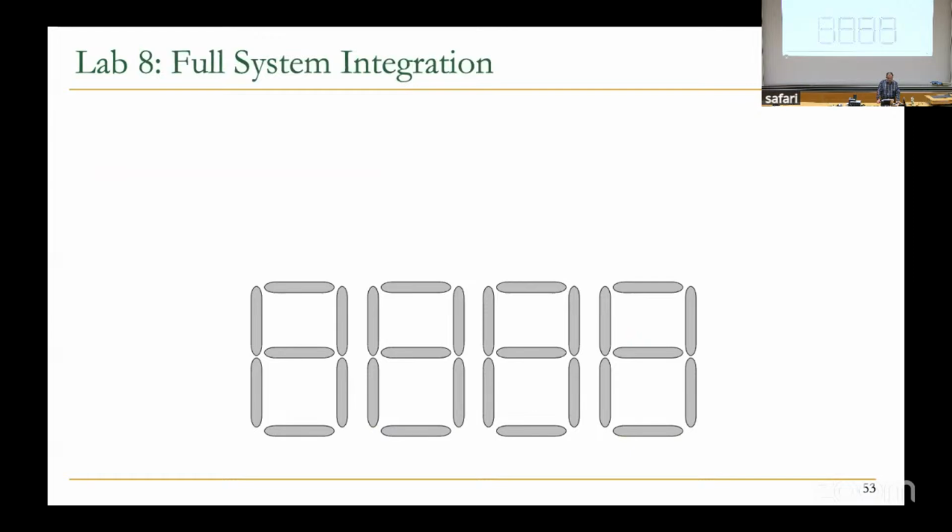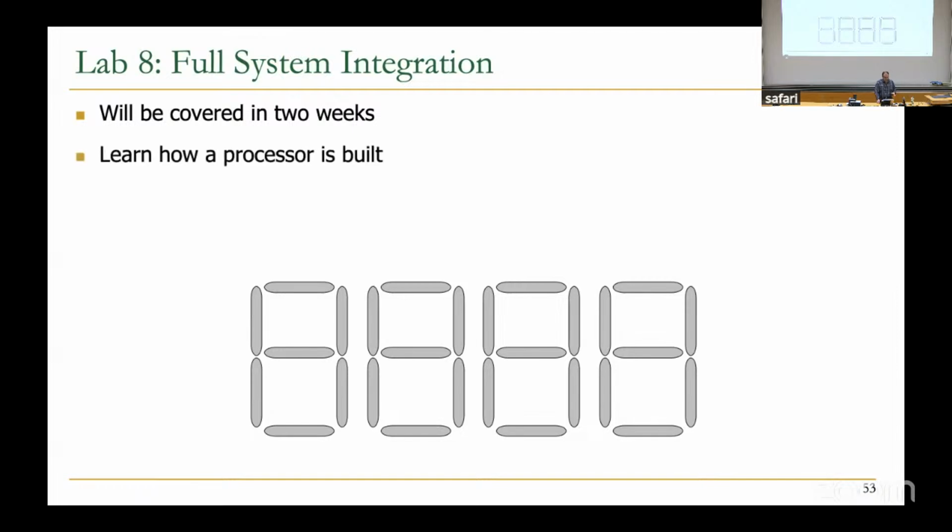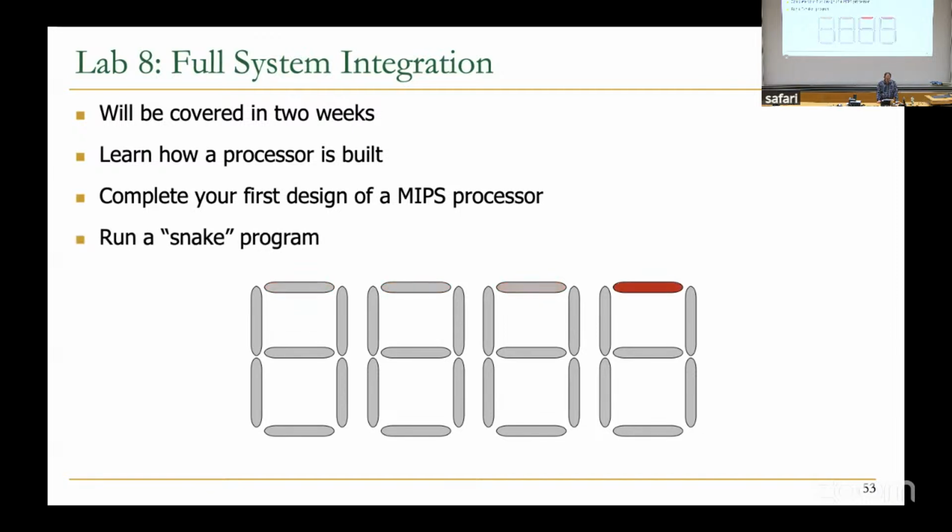In lab 8, we will basically do the full system integration. This will be covered in 2 weeks. So essentially, we have 10 labs, but lab 8 is actually kind of 2 labs. So we have lab 8.1 and lab 8.2 essentially. Then we learn how a processor is built, and we will complete your first design of a MIPS processor, and we run a snake program on it, for example, like this.